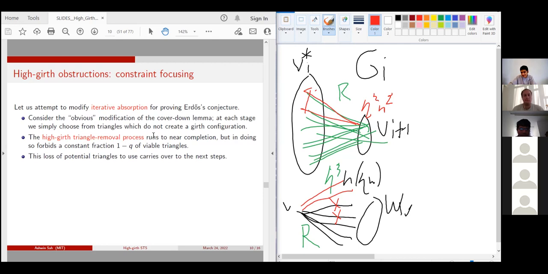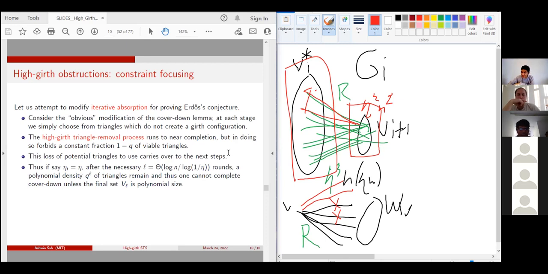Because every time I do this, I have this small set V_{i+1}, but there are threats involving V_{i+1} that also use triangles from this original part, or that use crossing triangles. And so this loss carries over and intensifies. We call this, just to talk about it, constraint focusing, because you can think of it as: we focus on smaller and smaller subsets, and we get this amplified effect.